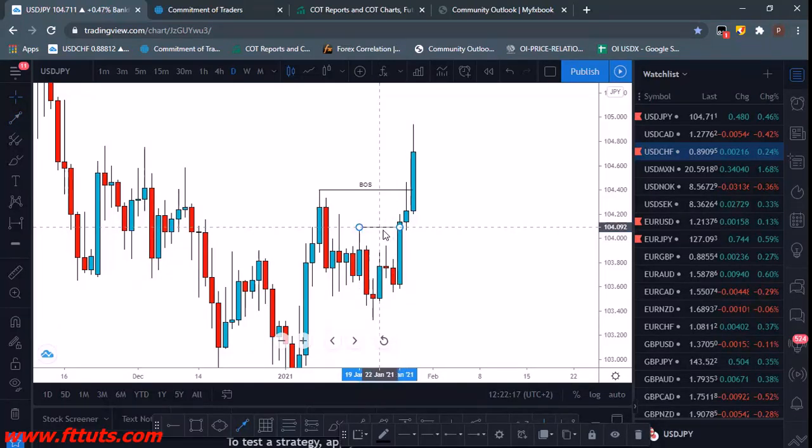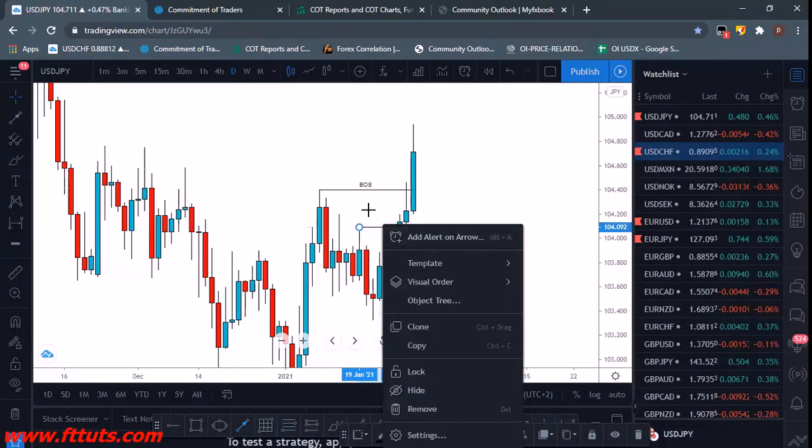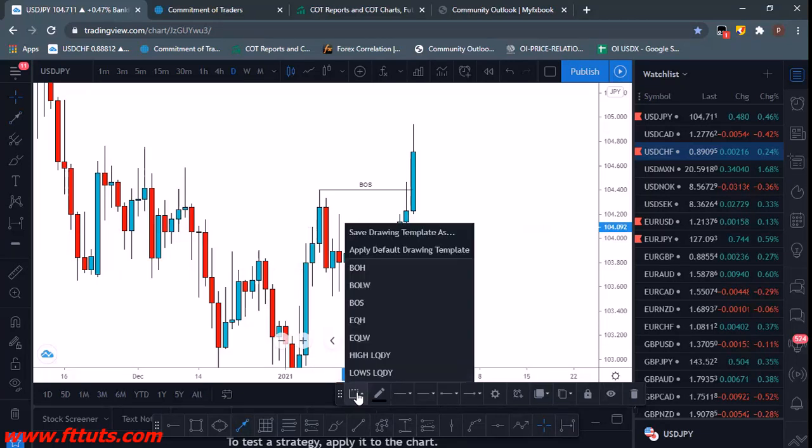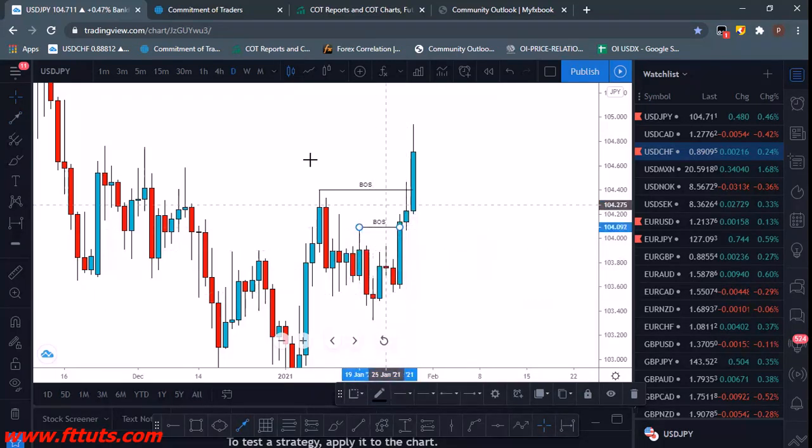I can just click it once and then come here. See this thing down here. You can just press this and then choose my break of structure. You'll see it's going to change. See, that's how.